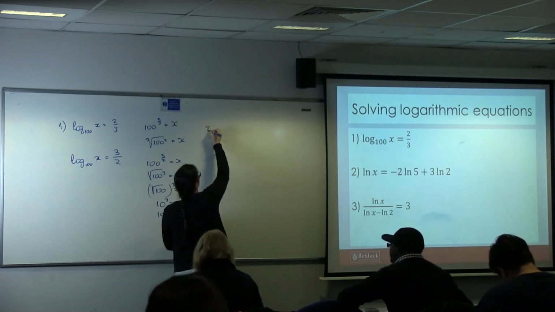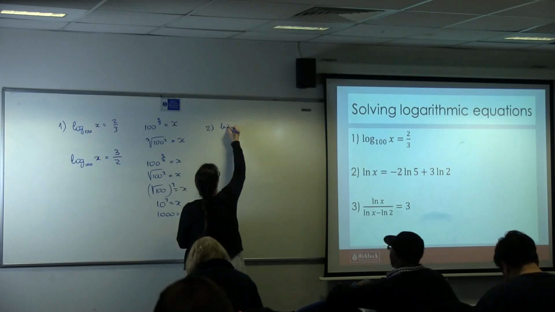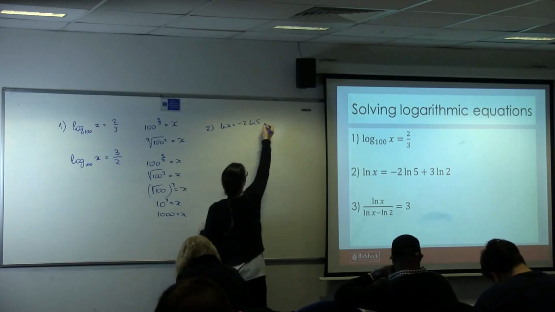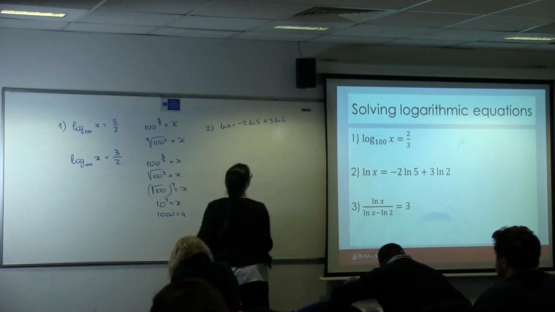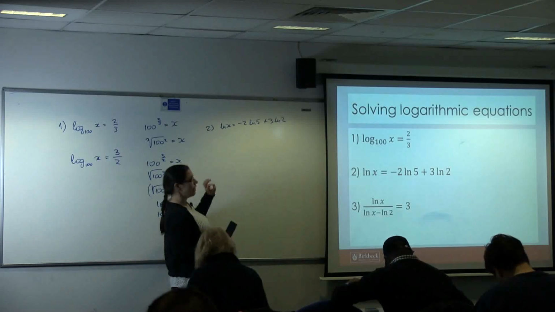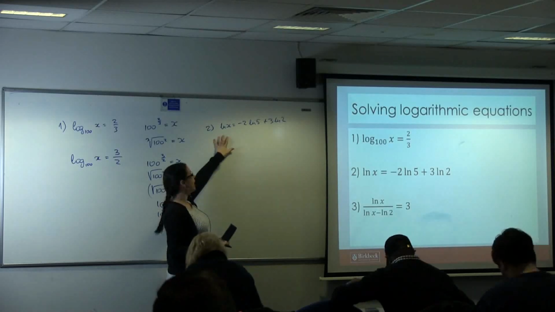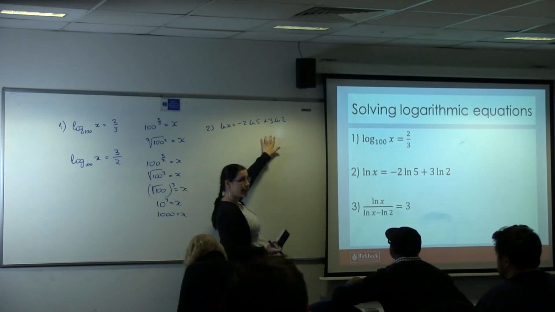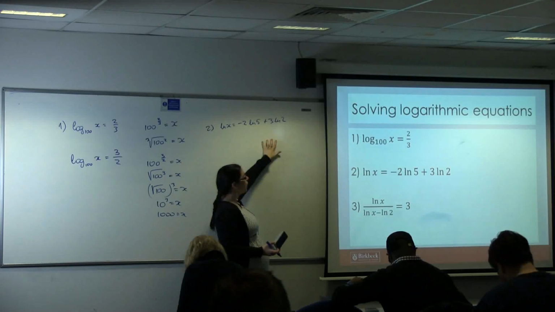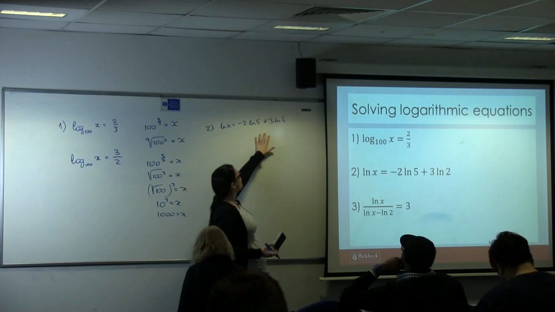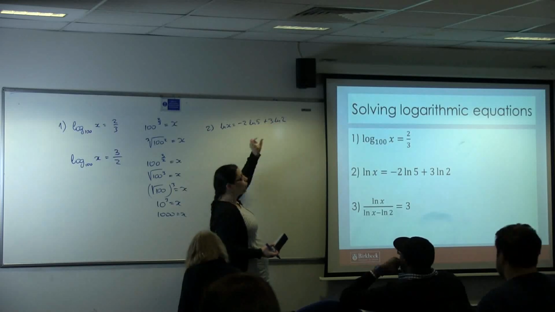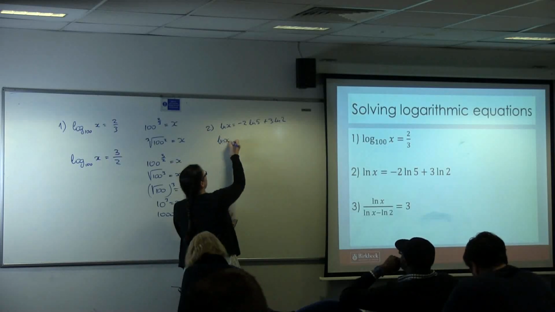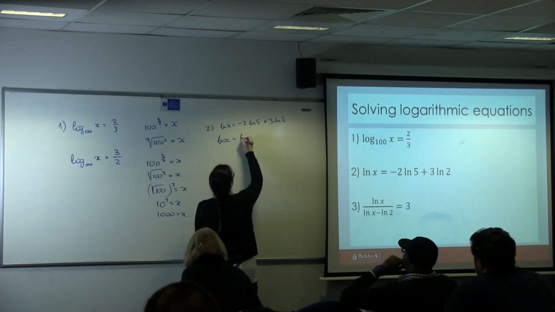Let's look at the second one. Now, what I see here is that there's a log on the left-hand side on its own, but there are combinations of logs, the same log, on the right-hand side. So what I'm going to do in this case is simplify this to be one log, because the logarithms are the same. So first I can take the powers.